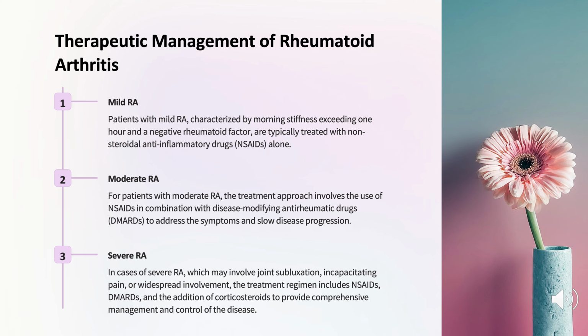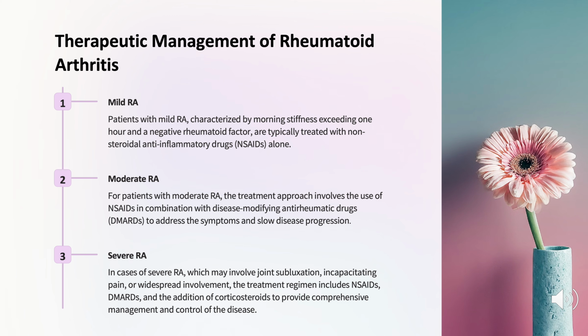Moving on to moderate rheumatoid arthritis, the treatment strategy becomes more comprehensive. NSAIDs are often combined with disease-modifying anti-rheumatic drugs, DMARDs, to not only manage symptoms, but also slow down disease progression.